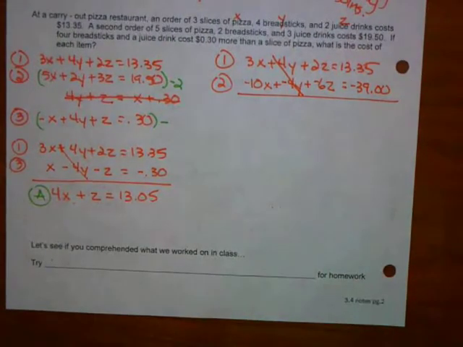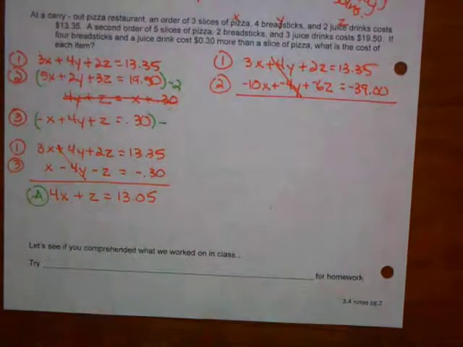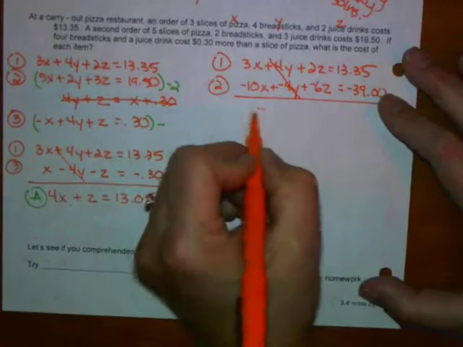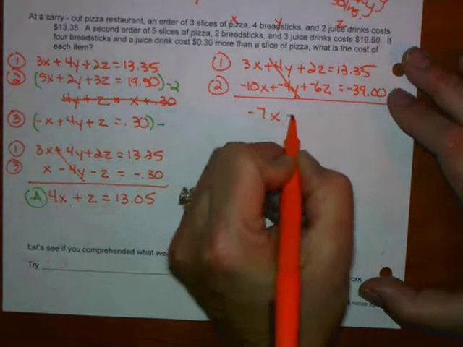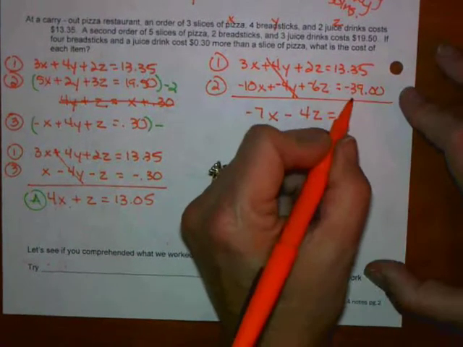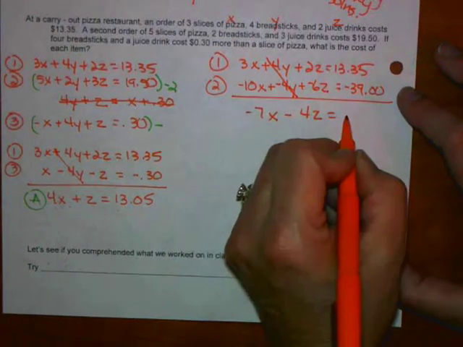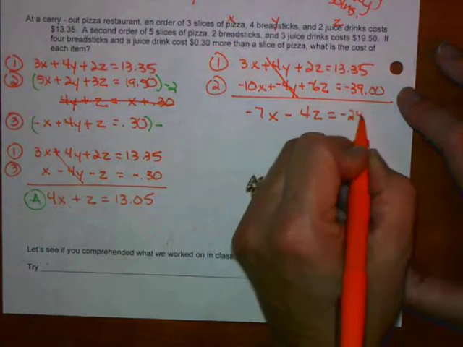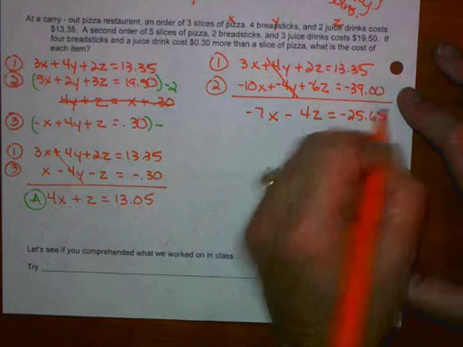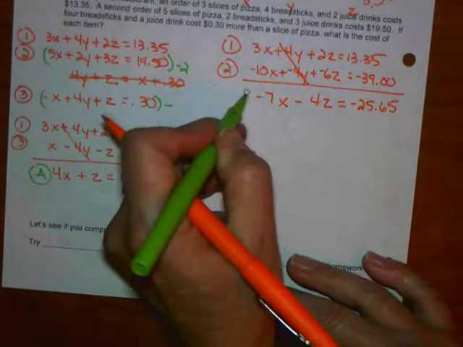But you have to do it again because you need another equation that doesn't have y. So you only have 1 here. You need a second one so that you can eliminate that second variable. Negative 7x minus 4z. I don't know what that equals. Somebody tell me. Because I did it different than what I did here. Negative 25.65. Okay, this is my B.